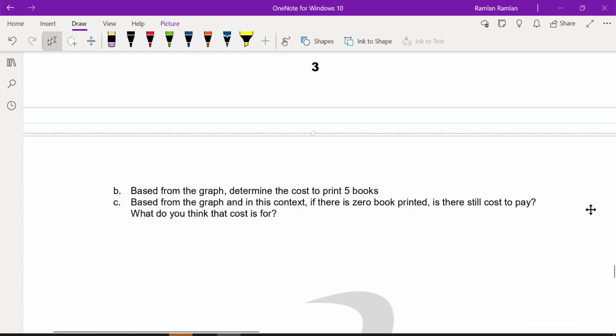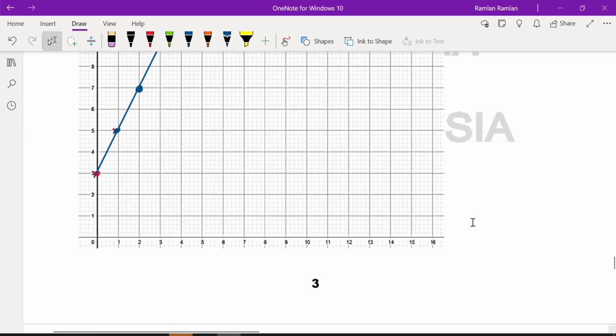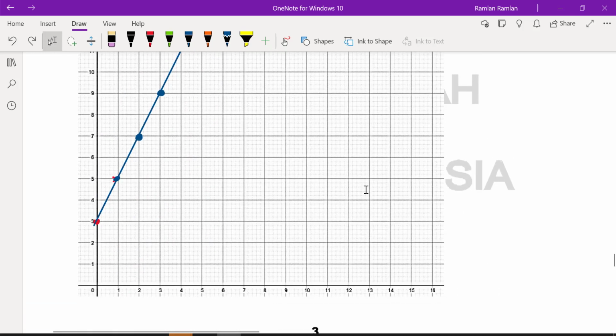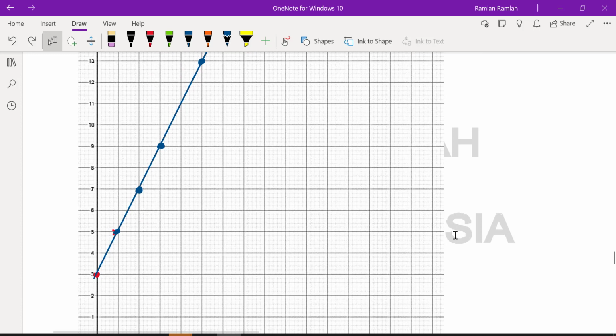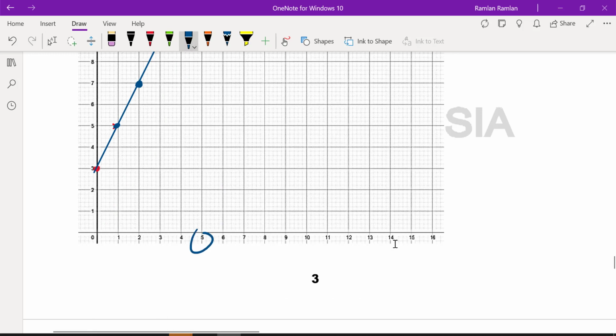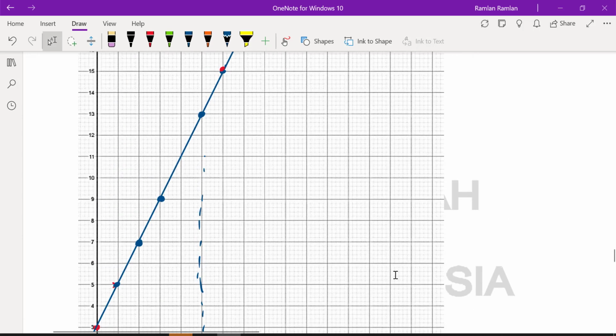based on the graph, determine the cost to print 5 books. So remember that this here is the x value, so this is the input. Okay, 5 books is over here, right? And then you go up until you get to a point on the line that we just made. So 5 is over here, and you go up until you get to the point on the line, which is over here. So this point is (5, 13), meaning that to print 5 books, you need to pay $13.